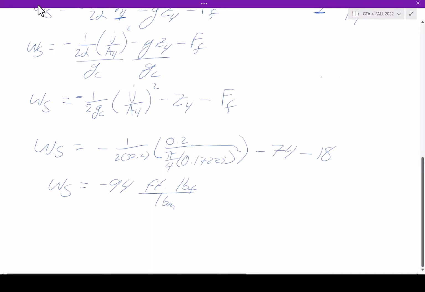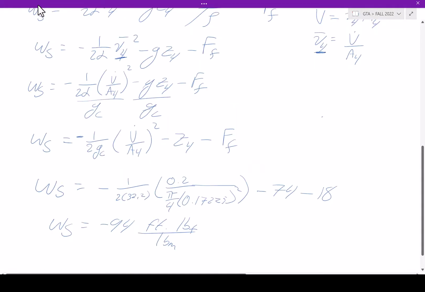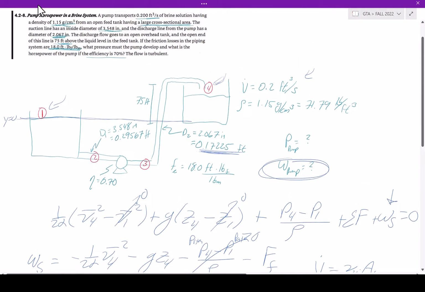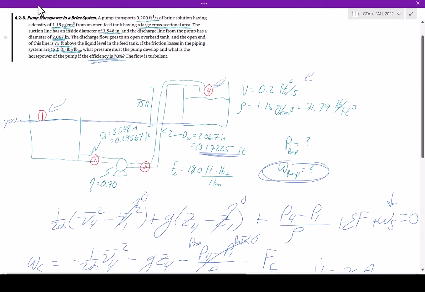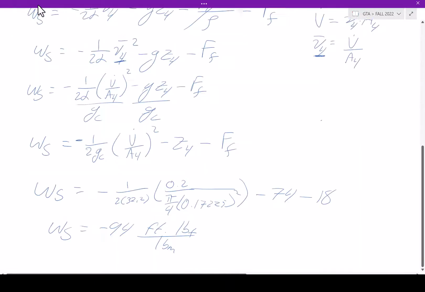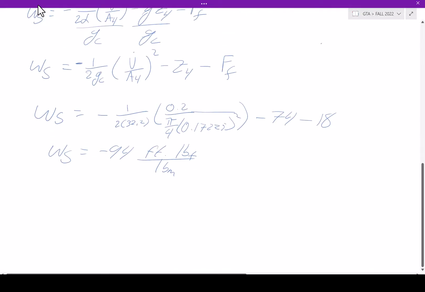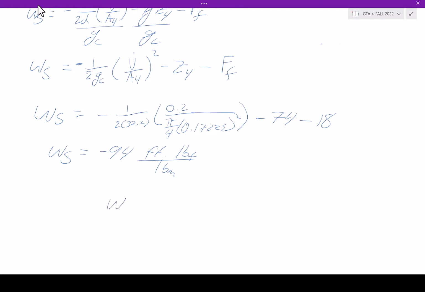So we have that, but I want to now backtrack a little bit because it was talking about the efficiency of the pump. The Ws that we have in here is the work that's actually delivered to the fluid. The work that's actually provided by the pump is different than that. So the work delivered to the fluid, the shaft work, is equal to the efficiency term times the work that's actually provided to the pump. And this makes sense. The pump isn't going to be able to provide 100%.